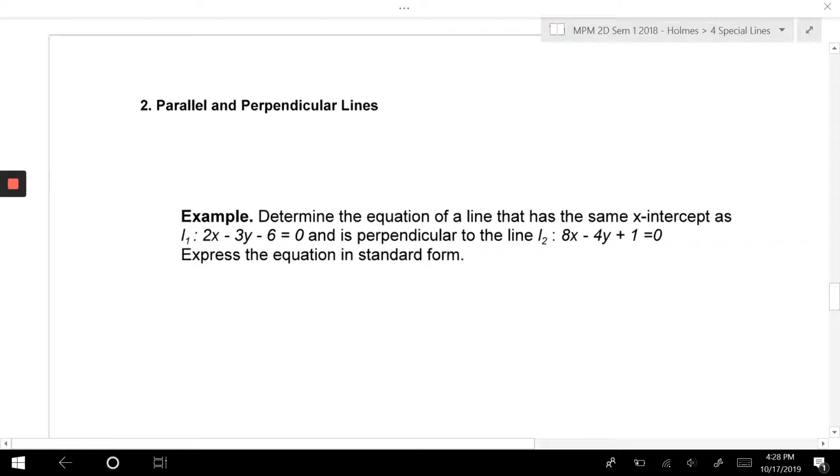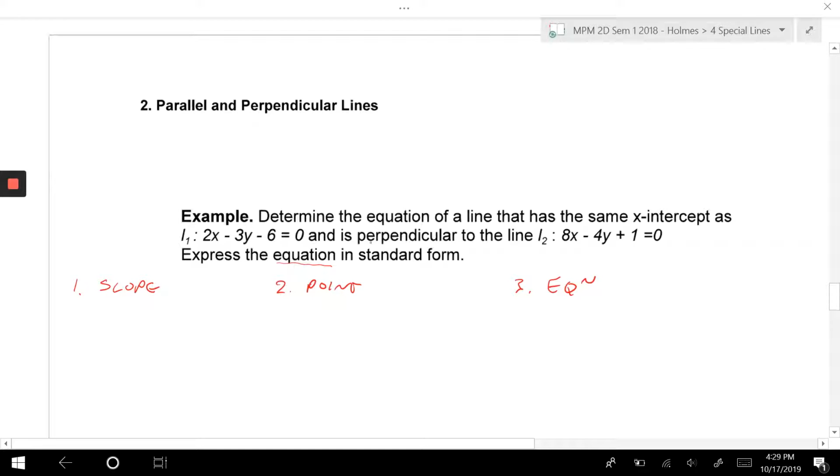Determine the equation of a line that has the same x-intercept, that's a point, as 2x - 3y - 6 = 0, and is perpendicular to the line 8x - 4y + 1 = 0. Express the equation in standard form. All right, so we know that in order to come up with the equation of a line, I need a slope, I need a point, and then that will allow me to generate an equation.